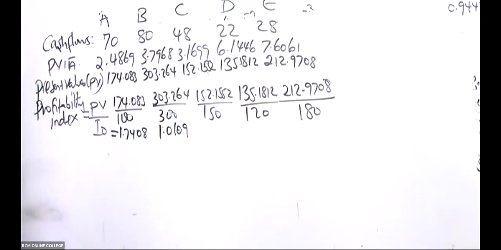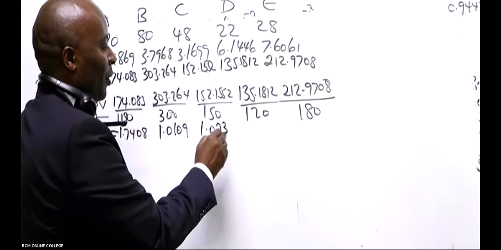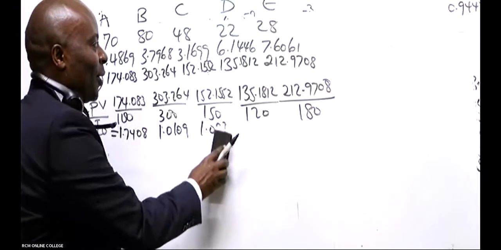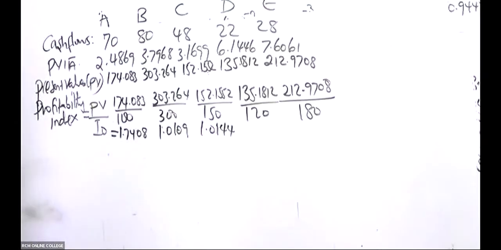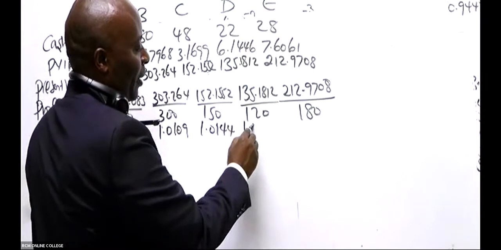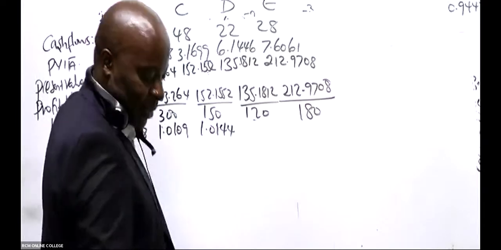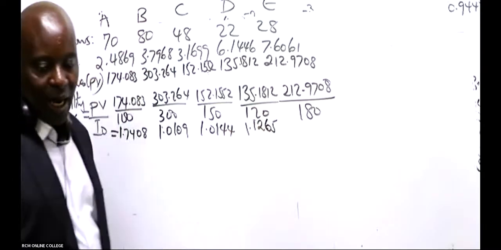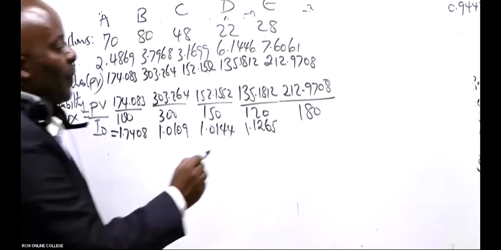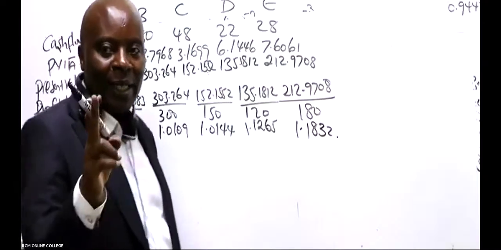1.0109. Thank you, Anna. So now we are on C. C is 1.0144. Okay, thank you so much. How about D? D is 1.1265. And then the last one now is E, 1.1832. Now remember, the higher the profitability index, the better a project is.